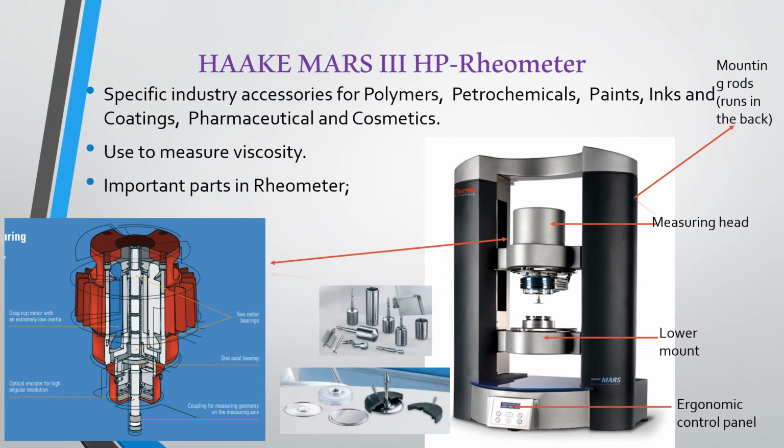Let me talk a little bit about the instrument right here. This particular instrument is the HAAKE MARS 3 high pressure rheometer, I'm not sure if I'm saying the name right, maybe it's HAAKE. This specific instrument is suitable for all industries and has specific industry accessories for polymer, petrochemicals, paints, coatings, inks, and such. And this instrument is actually used in pharmaceutical and cosmetic industries most of the time.